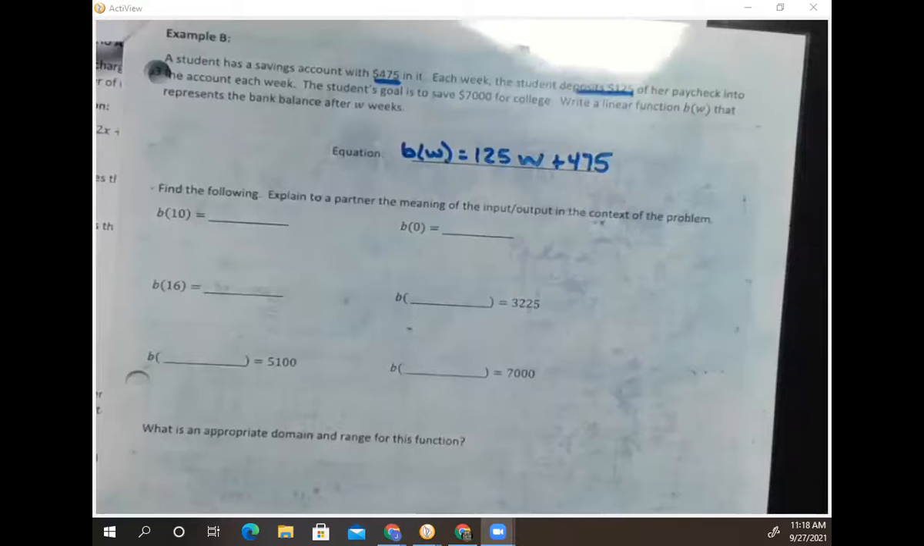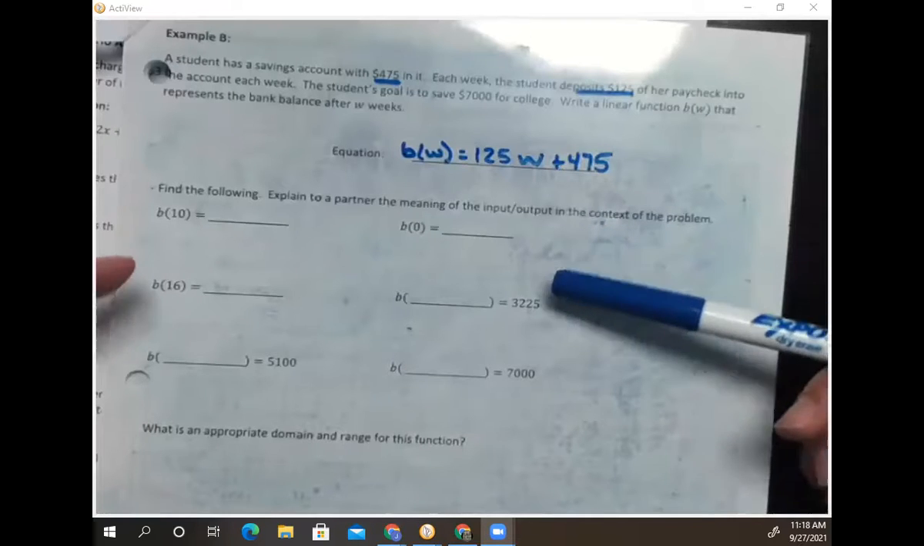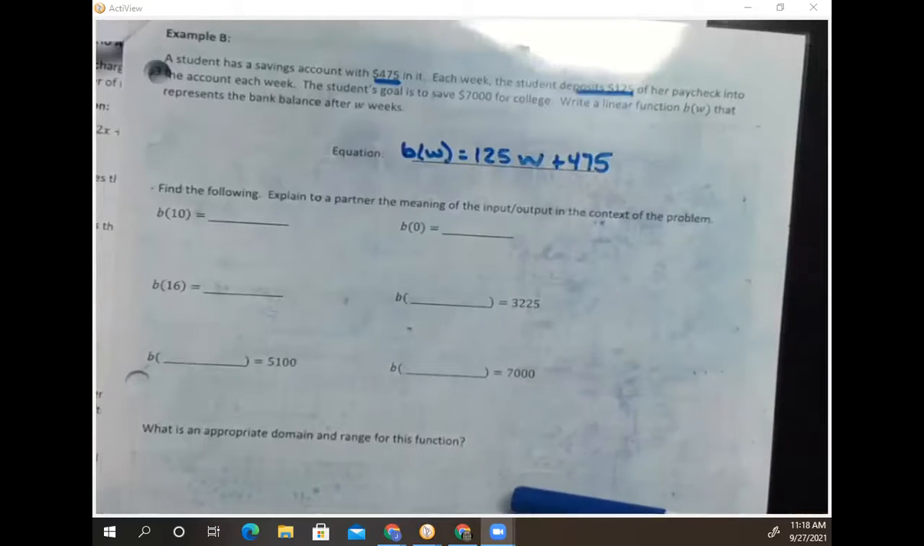You don't have to graph this one. And then we've got a couple evaluate problems, domain and range, X and Y intercepts. So I would like you to finish page 87 for homework. We've got the equation that we set up together. I want you to finish it for homework.